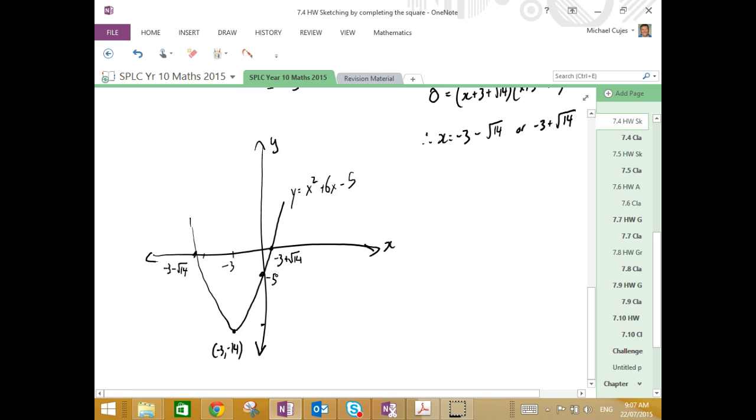It doesn't need to be perfectly to scale. You get the idea. If you want it to be smart, check it on your calculator. Make sure it looks roughly similar. Your calculator will probably show it being a little bit narrower and steeper because that's generally the way they work. But it's that easy.